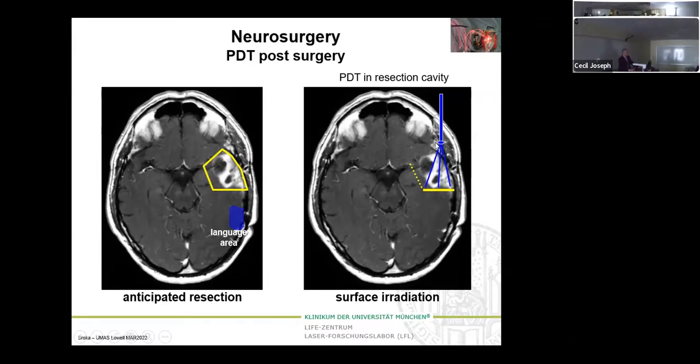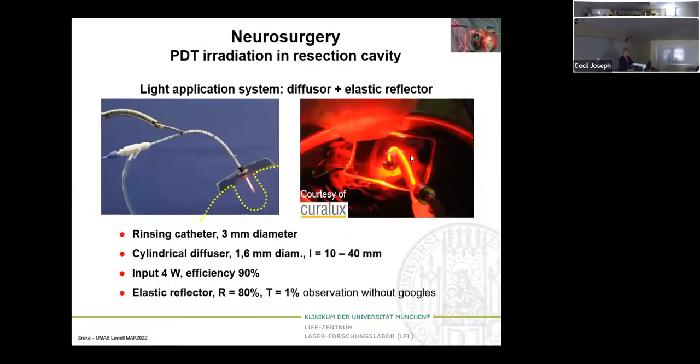Then we can shine light into this cavity because the skull is open. We can shine light in this cavity to make photodynamic processes here. Or we can use something like an integrating sphere effect when we take a diffuser in this cavity. This is a cavity of the brain, a resected brain tumor, and we have something like a mirror here. Then we shine light in this cavity to get this light in every direction. This is how it looks practically. And we can shine light and make photodynamic therapy on the surface.